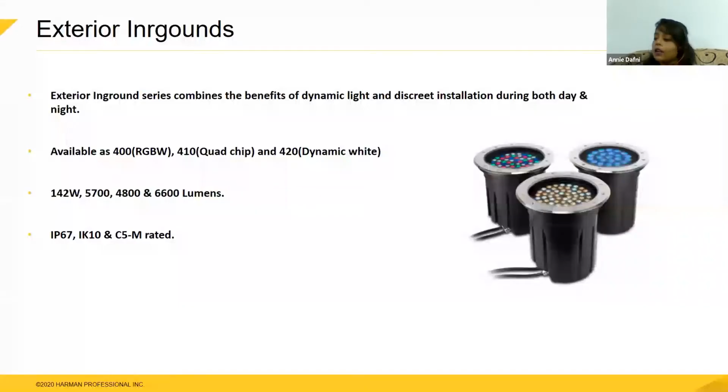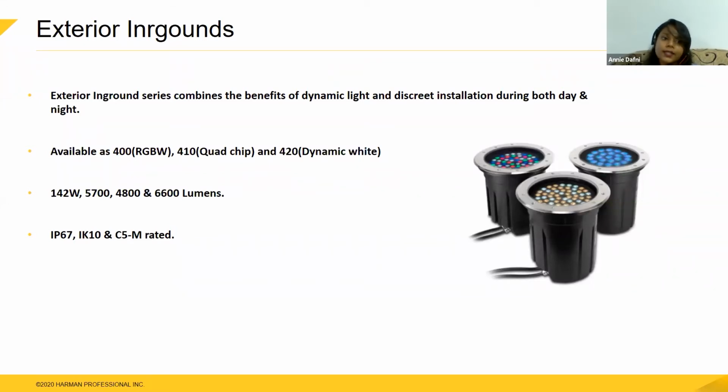Okay. So in all of these examples, we were seeing exterior washes, but a lot of times clients would not really want to see the physical fixture there during the daytime. They would want the installation to be as discreet as possible. So we have the exterior in-ground series, which is the next variant, which are fixtures which will be recessed into the ground. So they combine the benefits of the dynamic wash lighting effect and the discrete installation during the day as well. And during the night, people just enjoy the effect of the lighting.